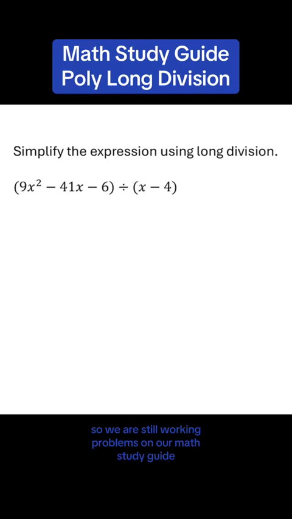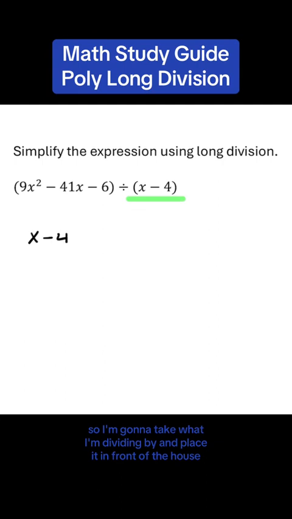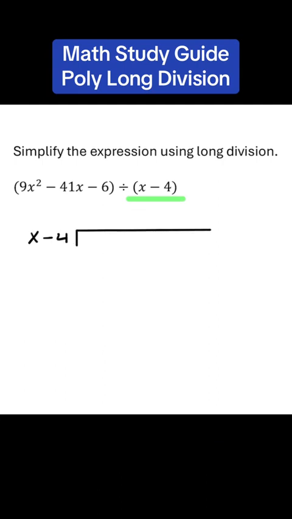So we are still working problems on our math study guide, and this problem calls for long division. I'm going to take what I'm dividing by and place it in front of the house. Then on the inside of the house, I have 9x squared minus 41x, and then I have minus 6.